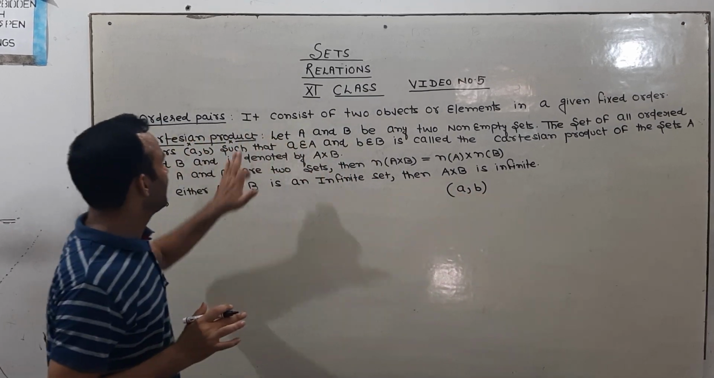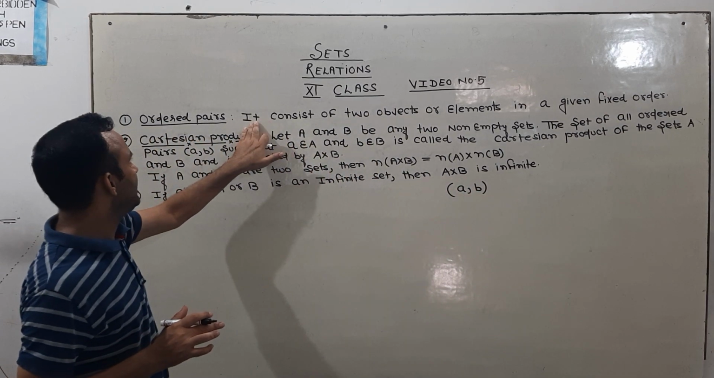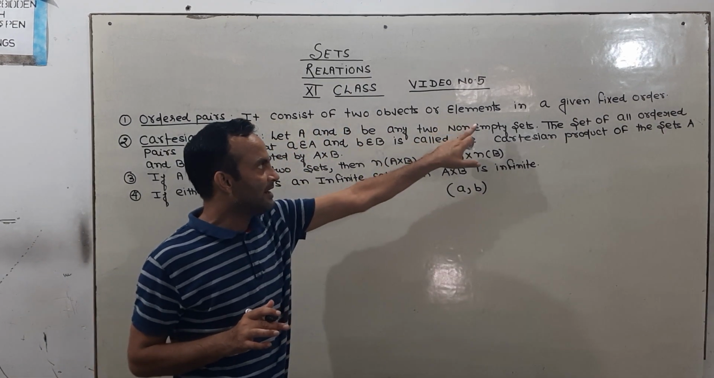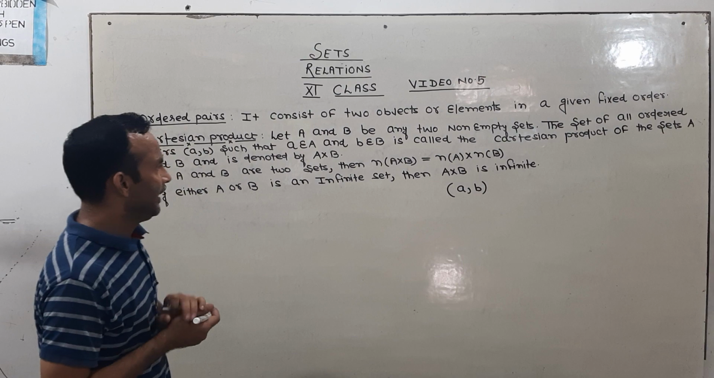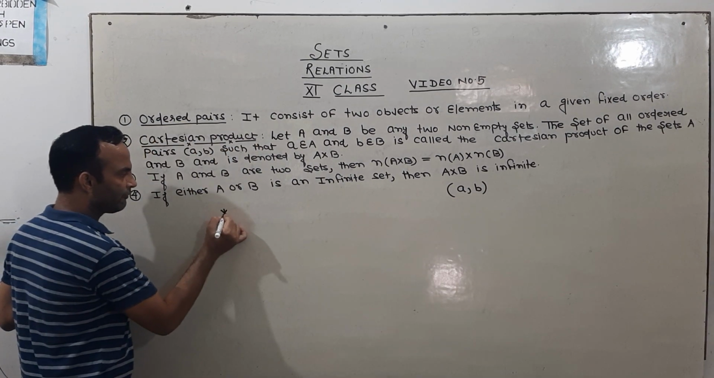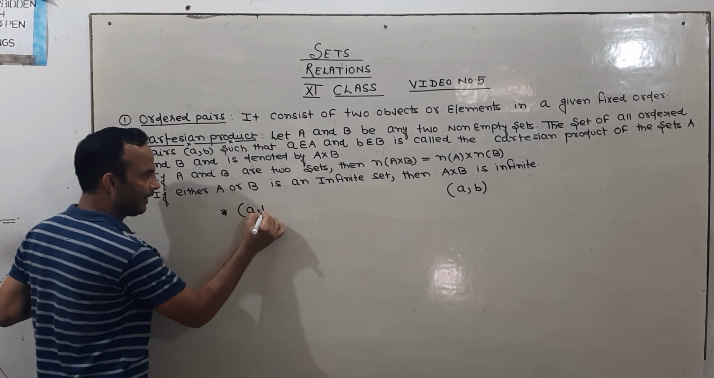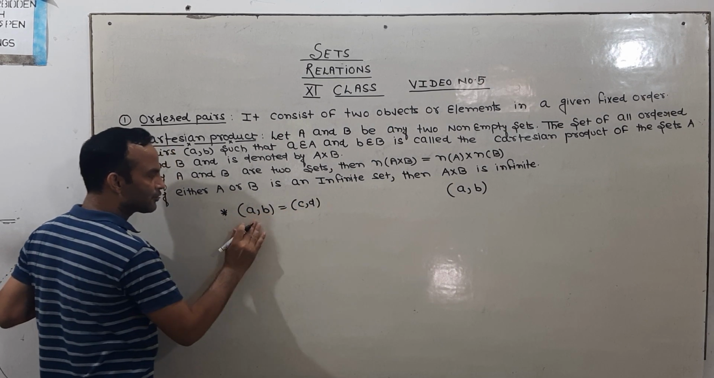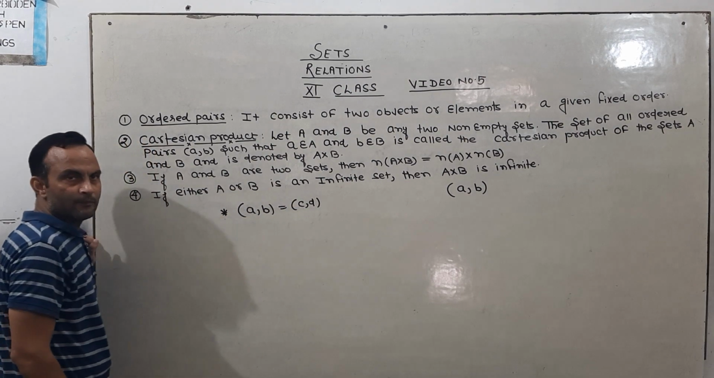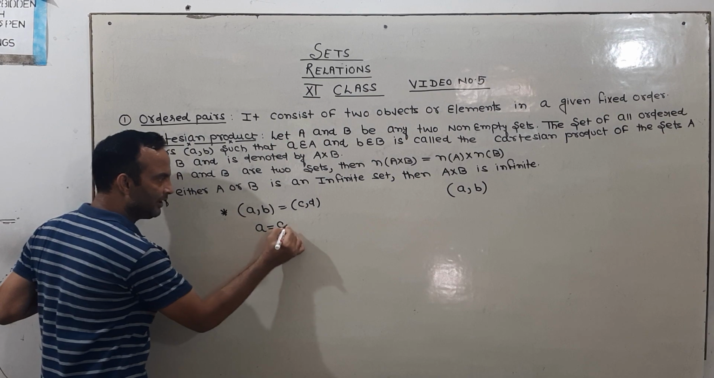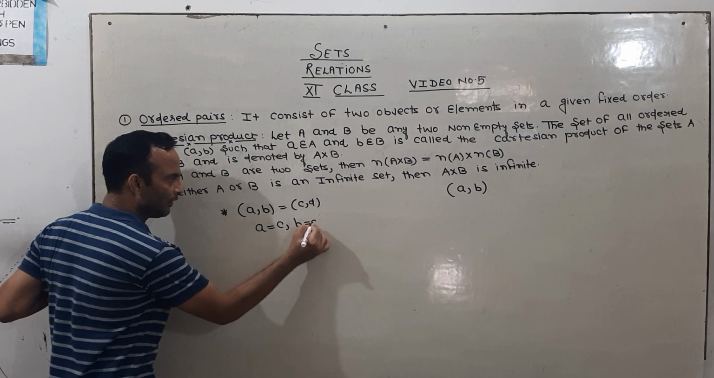My dear students, please remember that the ordered pair is written in this way: (a, b). The meaning of the ordered pair is what? It means an ordered pair consists of two objects or elements in a given fixed order. If it is given that (a, b) is equal to (c, d), it means these two ordered pairs are equal to each other. This is possible only when a is equal to c and b is equal to d.